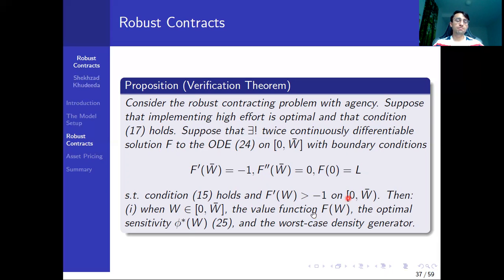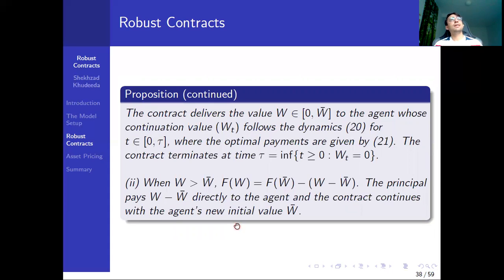If W belongs to this interval, then the value function, the optimal sensitivity, and the worst case density generator are given by these three conditions, and the contract again pays a non-negative amount. The continuation value to the agent follows from this dynamic, from the last proposition, where t is between 0 and tau. Tau is a terminal time, a stopping time. So the optimal payment is still the same as 21, and the contract terminates at the stopping time.